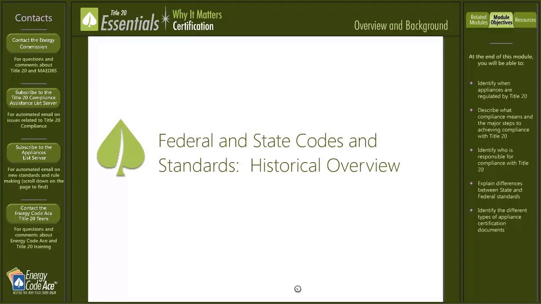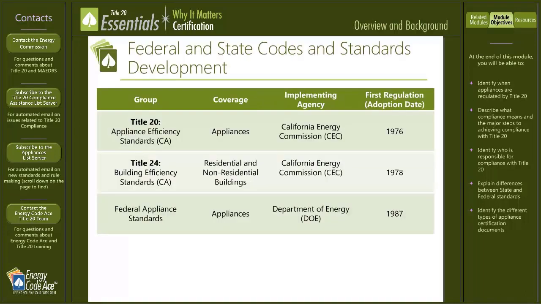Let's get started with an overview of federal and state codes and standards for some historical context. California has been a leader in codes and standards development for about 40 years as the first state to establish efficiency standards in 1976 under the authority of the California Energy Commission. 2 years after creating Title 20, the state established Title 24 for building standards, also under the authority of the Energy Commission. These appliance and building standards have saved California utility customers hundreds of millions of dollars and avoided millions of metric tons of greenhouse gas emissions.